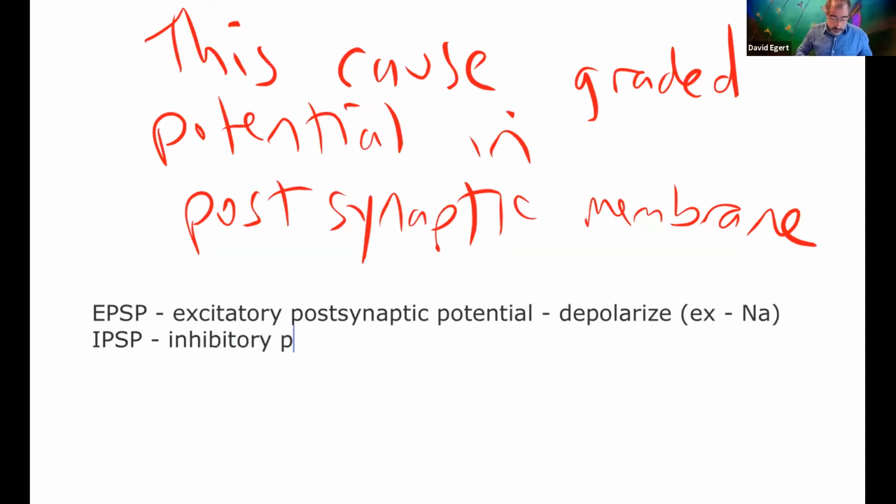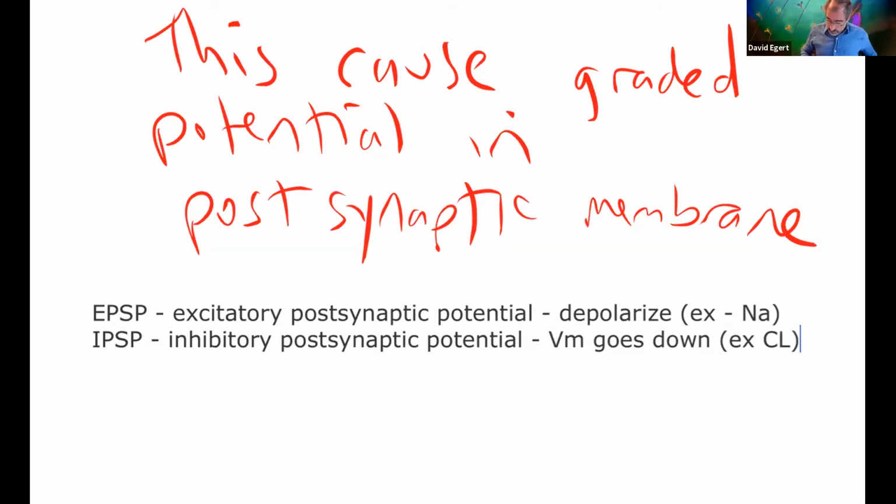inhibitory postsynaptic potential. So Vm goes down. For example, letting chloride enter. Right, so we can either make the thing more positive or more negative at a synapse.